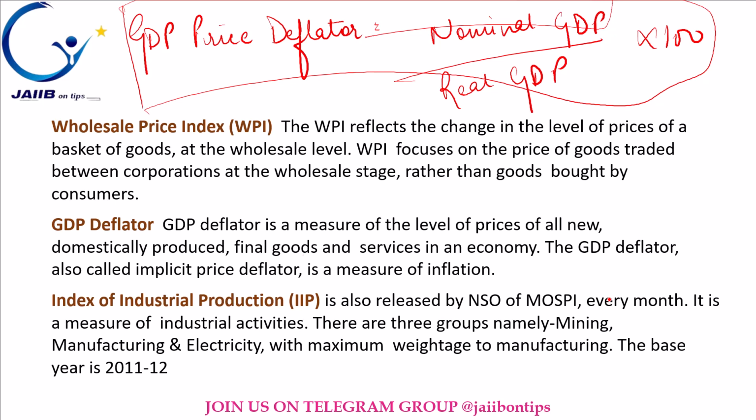There are three groups, namely mining, manufacturing and electricity, with maximum weightage to manufacturing. The base year is 2011-12. So it is like a report card that tells us how well the industries in the country are doing. It measures the level of industrial activities including mining, manufacturing and electricity, but the maximum weightage is for manufacturing, right?